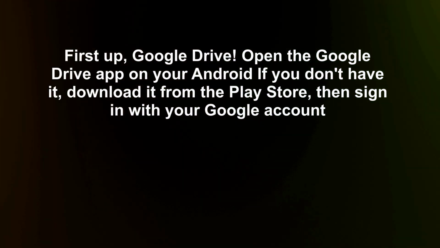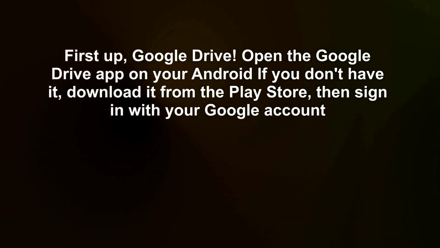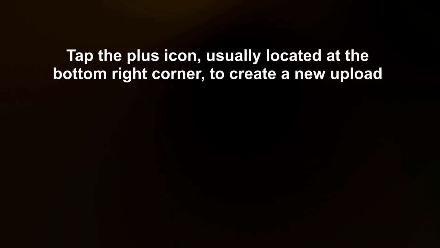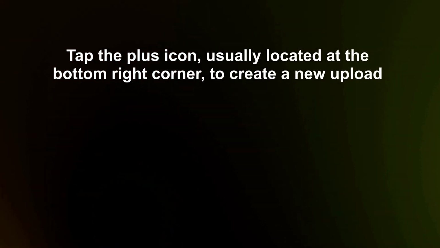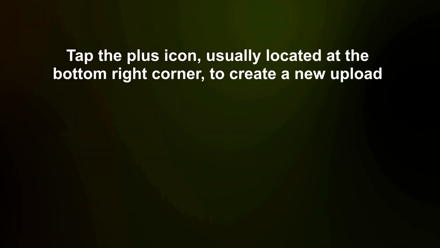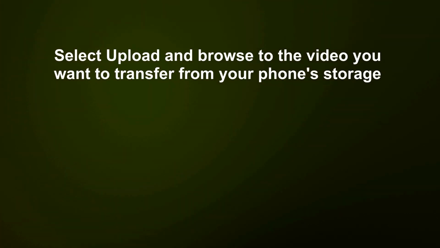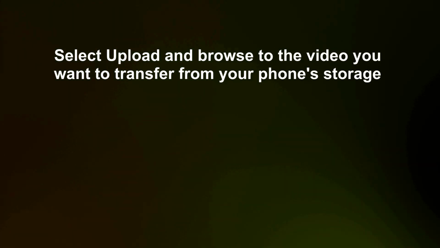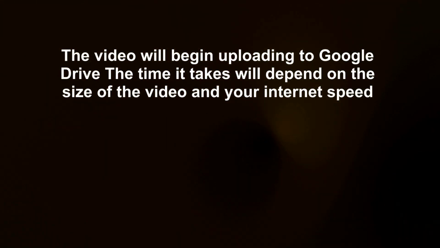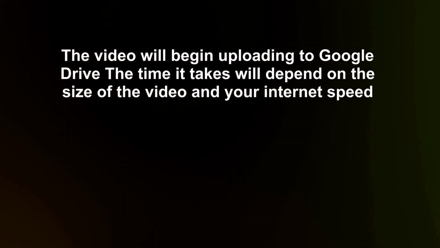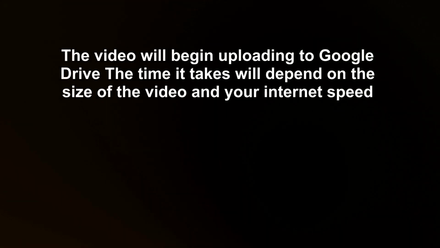If you don't have it, download it from the Play Store. Then sign in with your Google account. Tap the plus icon, usually located at the bottom right corner, to create a new upload. Select Upload and browse to the video you want to transfer from your phone's storage. The video will begin uploading to Google Drive. The time it takes will depend on the size of the video and your internet speed.